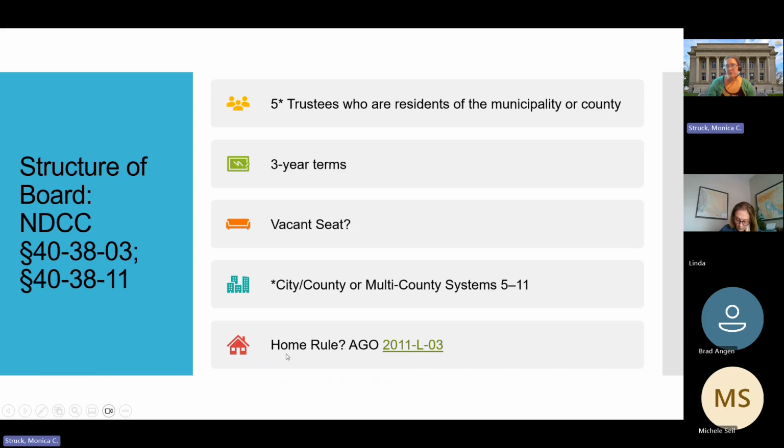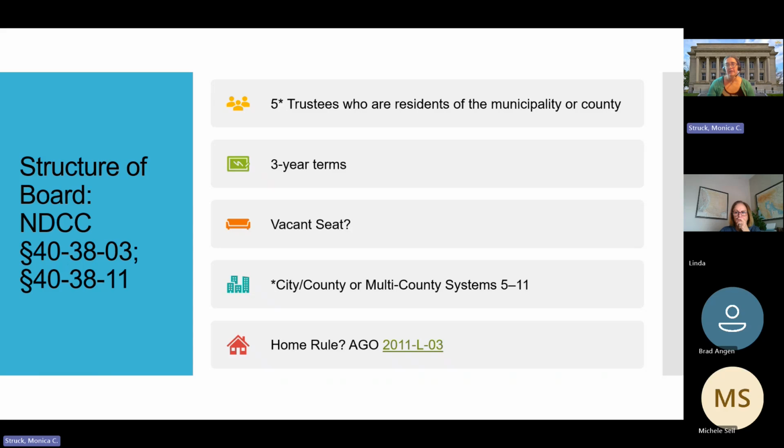You might wonder why I added home rule to this slide. There was an Attorney General opinion in 2011 that states that a city or county can use their home rule charter to adjust the terms or the number of trustees on the board.